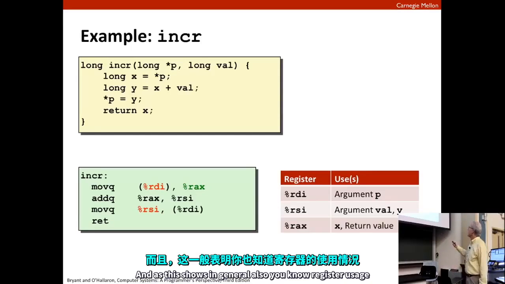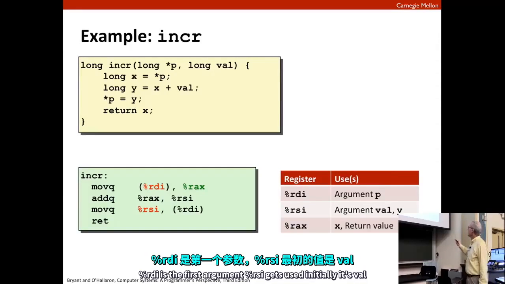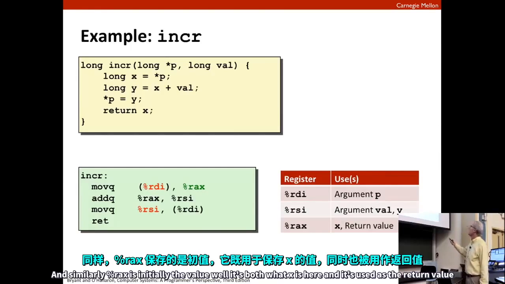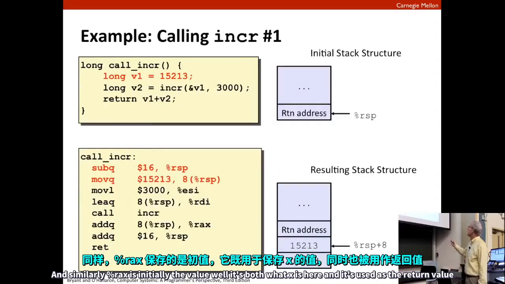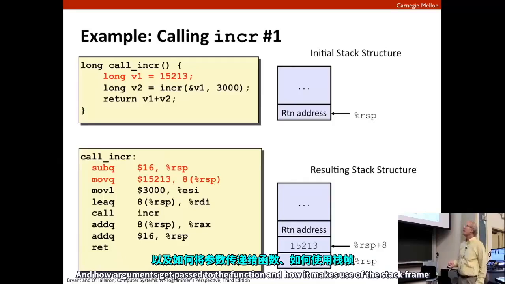And as this shows, in general, I'll show register usage. It's handy, by the way, to document this when you're looking at code. RDI is the first argument. RSI gets used initially, it's val, but now it will be set to y during the call. And similarly, RAX is initially the value, well, it's both what x is here and it's used as the return value. Okay. So the reason to go through all that is to actually show you examples of calling this and how arguments get passed to the function and how it makes use of the stack frame.